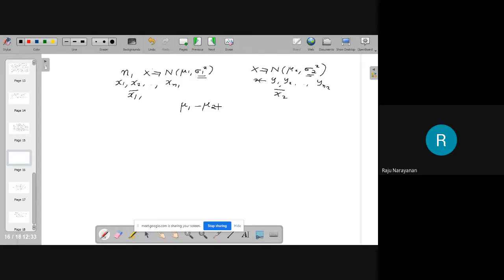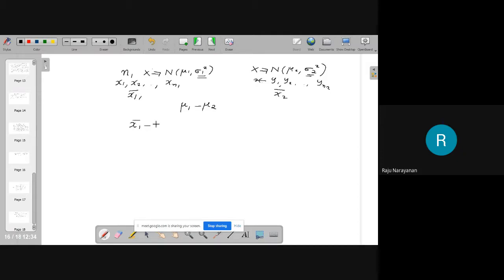For example, some medicine for tuberculosis, antibiotics for tuberculosis. It will take 180 days to cure it completely on an average. Another one will take 170 days. There is a difference of 10 days, and you want to check whether that difference is significant or not. Now here you consider x1 bar minus x2 bar.